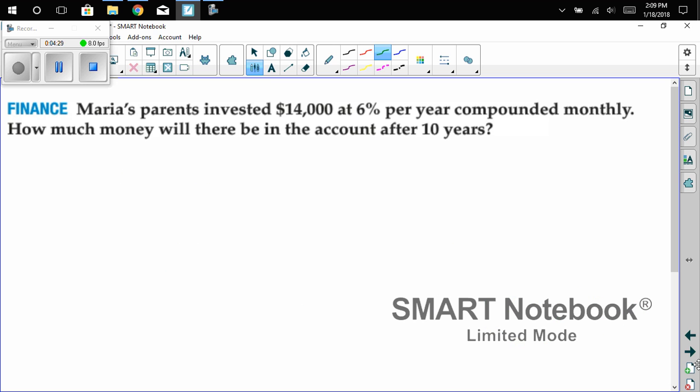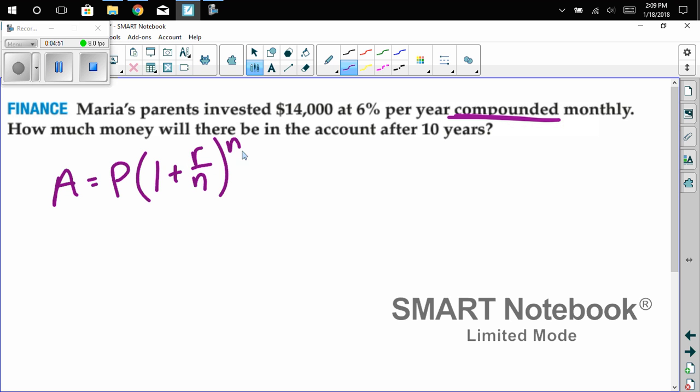So, problem. Maria's parents invested $14,000 at 6% per year compounded monthly. How much money will there be in the account after 10 years? Because it says compounded, this is what we know to use, the compounded equation. So it's going to be A equals P times (1 plus R over N) to the NT.